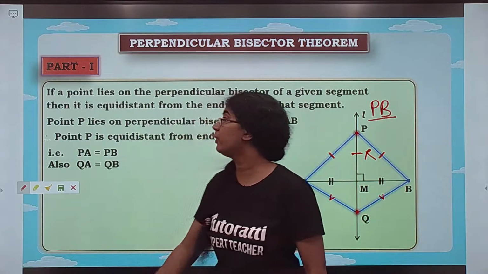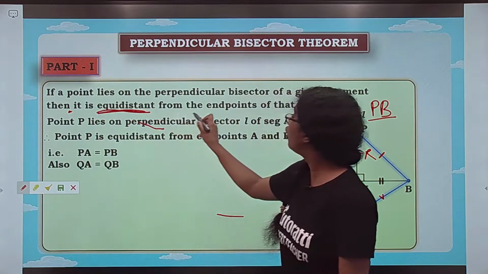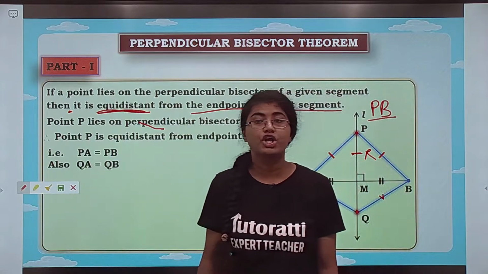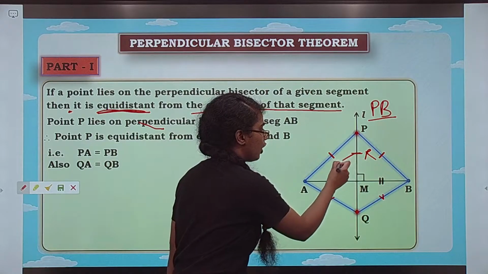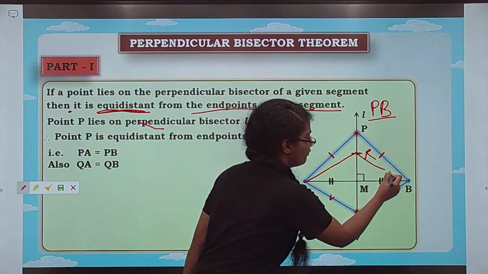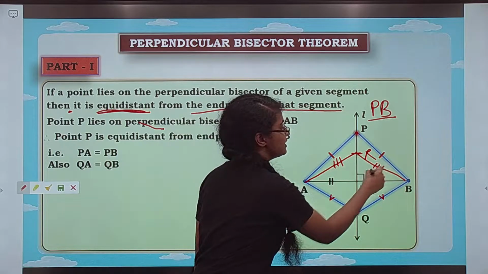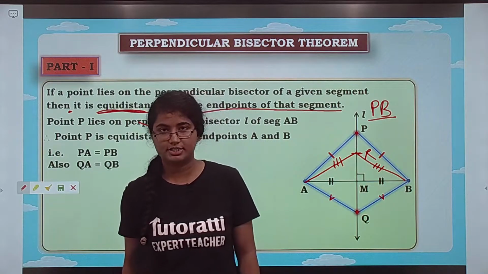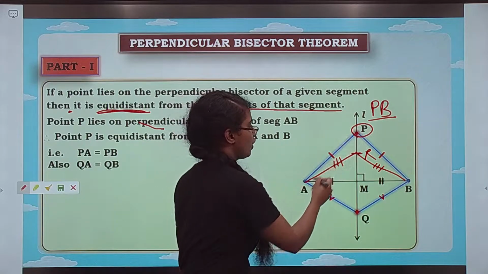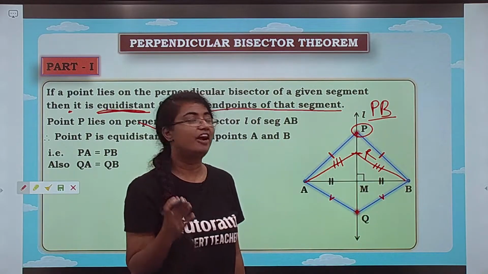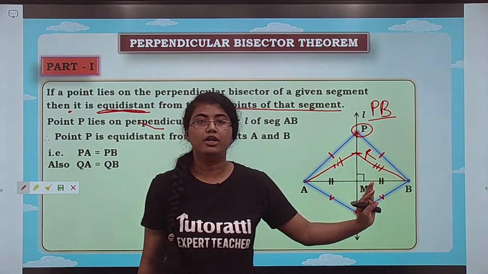Then what does the statement say? Then it is equidistant from the end points of the segment. मतलब I have to join it to the end points, and I will find that this distance is equidistant. Similarly, if I have a point P on the perpendicular bisector, and if I join it to the end points of the segment, I will find that these two distances are equal.